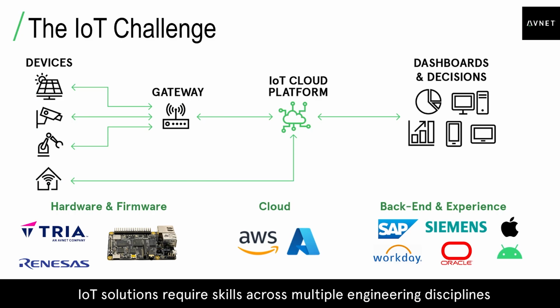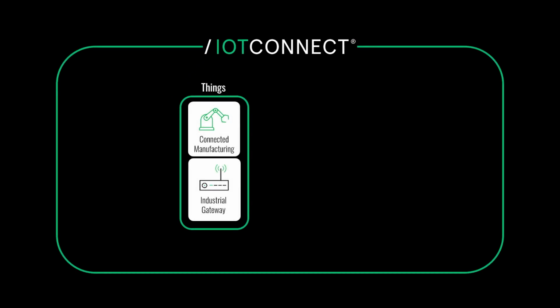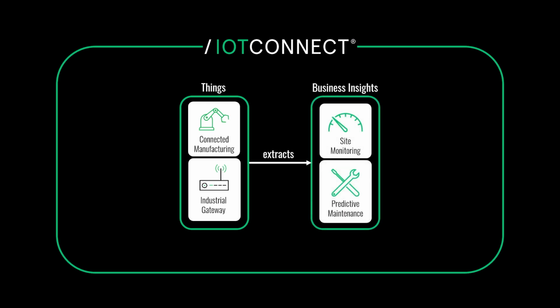And so this is one of the reasons why Avnet has developed IoT Connect. We want to provide a single place that all these disciplines can be able to come together to build IoT solutions. So how does this look in practice? So IoT Connect wants to take things like a connected manufacturing plant or an industrial gateway, and we want to extract business insights out of them.